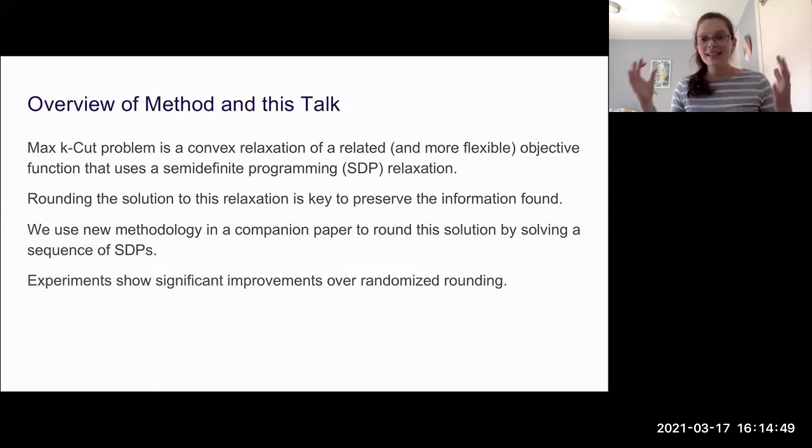And the nice thing is that we have nice experiments and we have nice visualizations of the results that we get, and they match our intuition about this being a way that will preserve much more information than the traditional way of rounding these semidefinite programs.